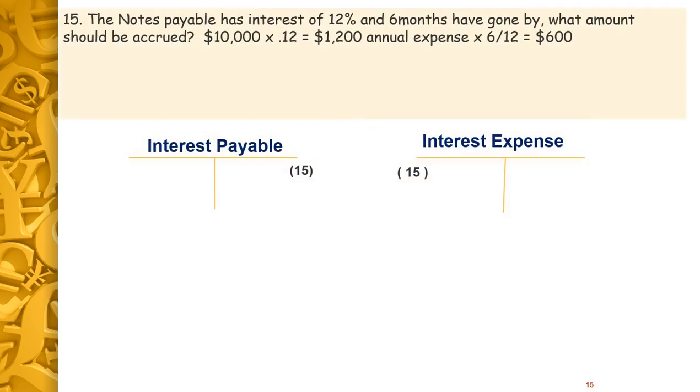So, the notes payable has an interest rate of 12% and 6 months have gone by. What amount should be accrued? Well, we'd take the $10,000 times 12% equals $1,200. That is the annual interest expense. But to get it for half a year, we would take it times 6/12. So our journal entry would be interest expense and interest payable.